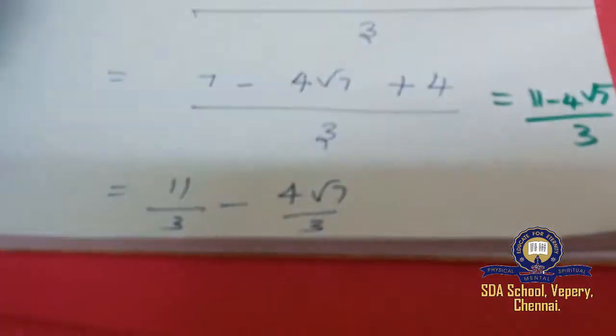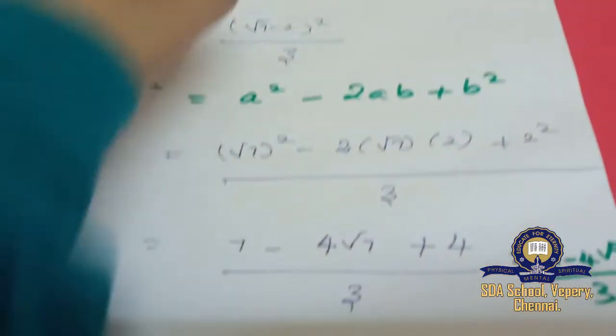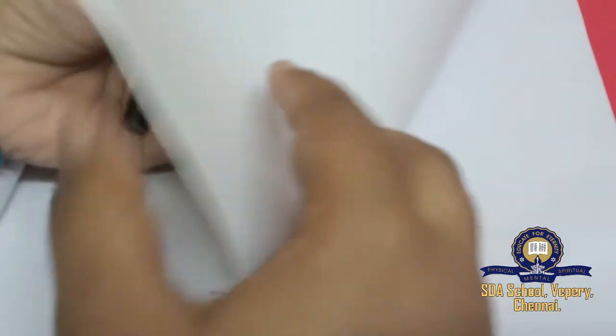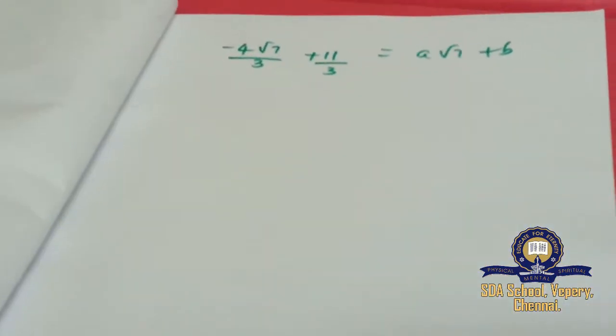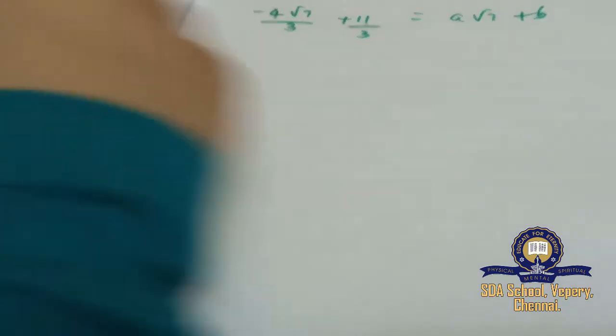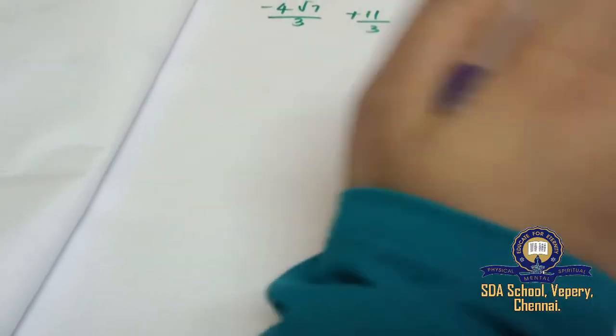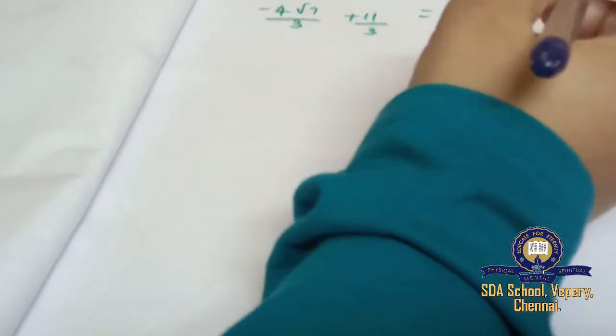Yes, now compare it carefully with this. With what? With this. Let us write this as, I just reversed it and wrote, okay, instead of writing 11 by 3 minus this, I just wrote this first. Now compare it carefully. What will I get the value of a to be?